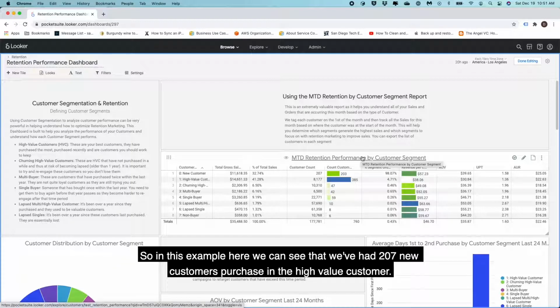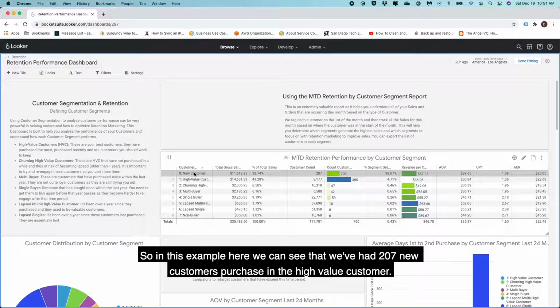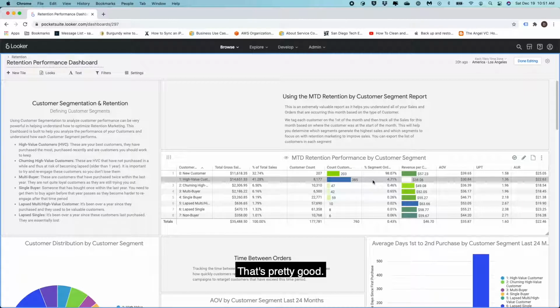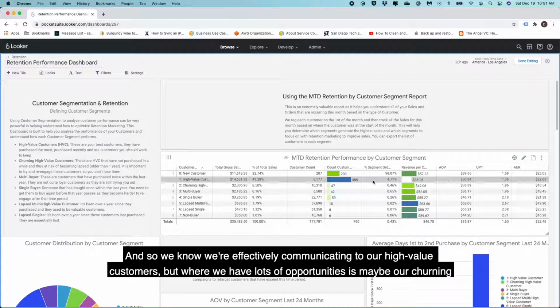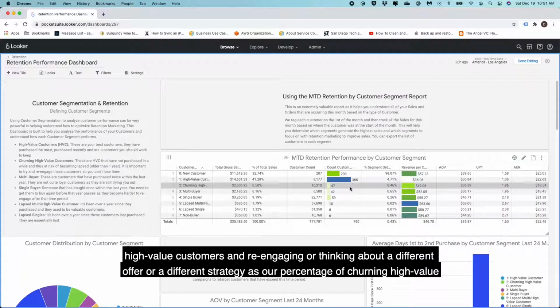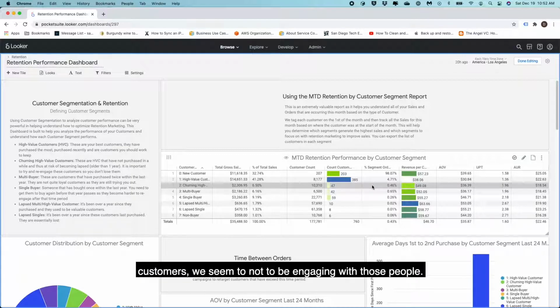So in this example here, we can see that we've had 207 new customers purchase. In the high value customer segment, there are 8,000 potential customers, and 385 of them have repurchased, which is about 4%. That's pretty good. And so we know we're effective communicating to our high value customers, but where we have lots of opportunities is maybe our churning high value customers, re-engaging or thinking about a different offer or a different strategy, as the percentage of churning high value customers shows we seem not to be engaging with those people.